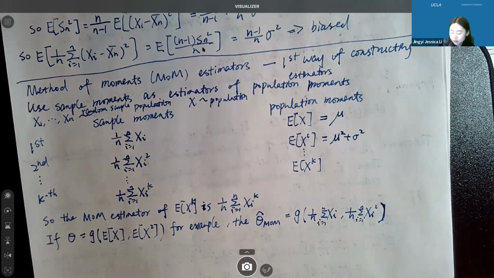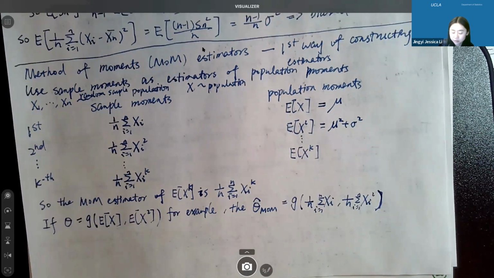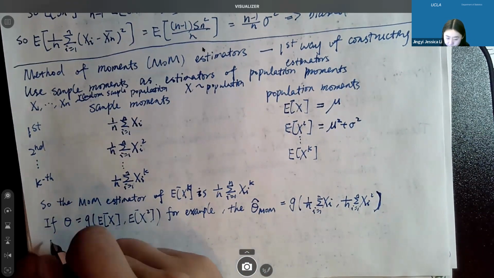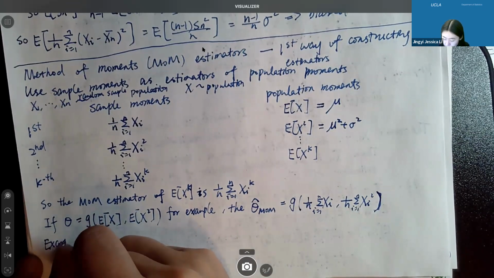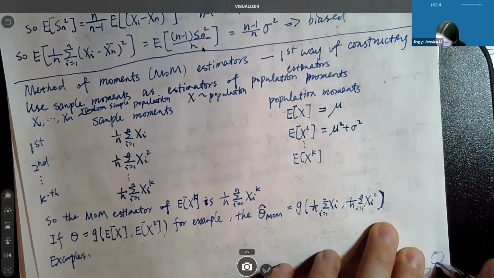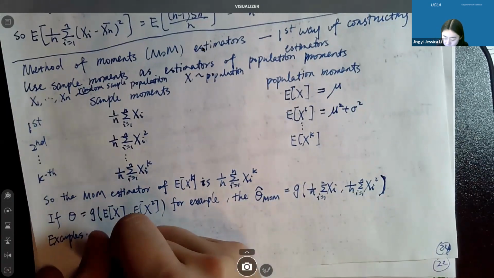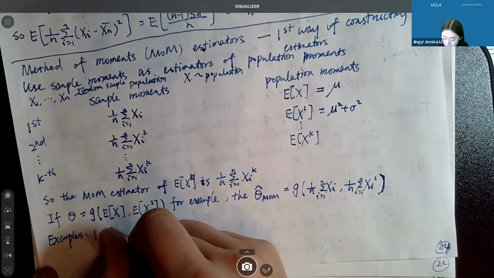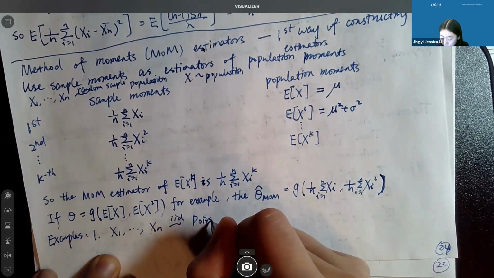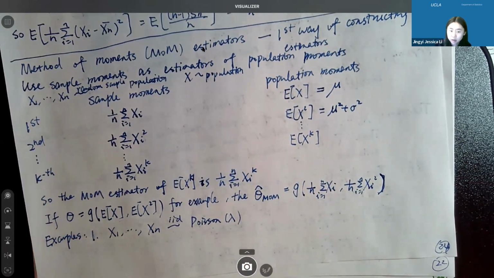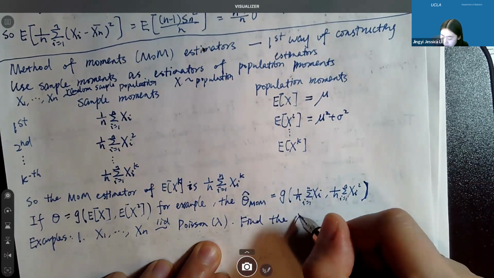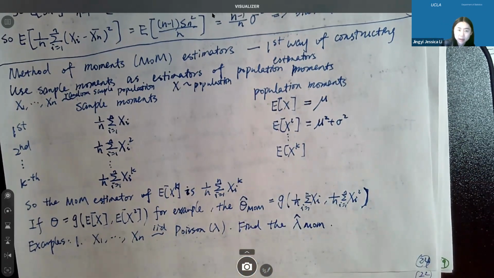This may look a little abstract, but I'm going to give you some concrete examples so we can see how this is applied. Let's do some examples. The first example: let's say that we have x1 to xn IID from Poisson lambda. The question is, find the lambda hat MOM, the method of moment estimator of lambda.